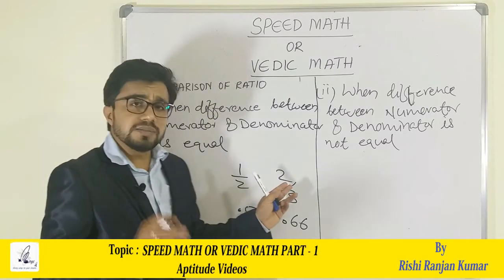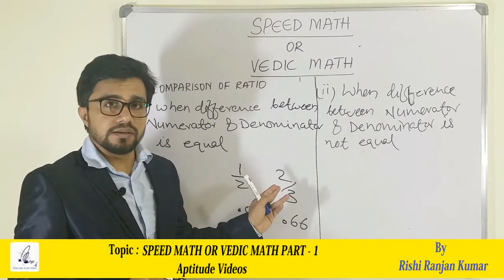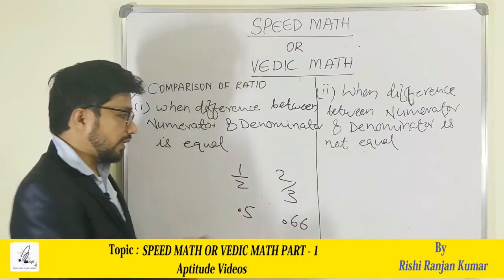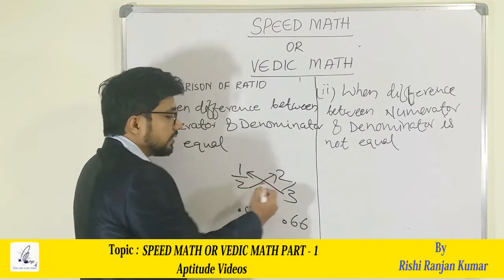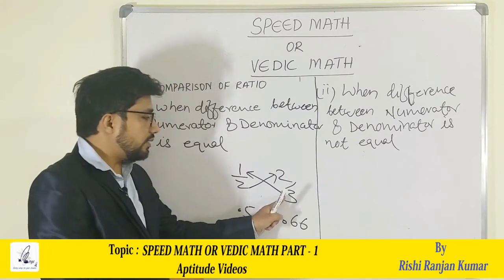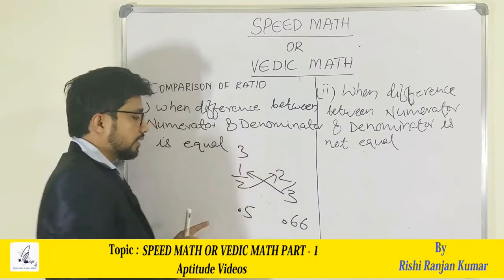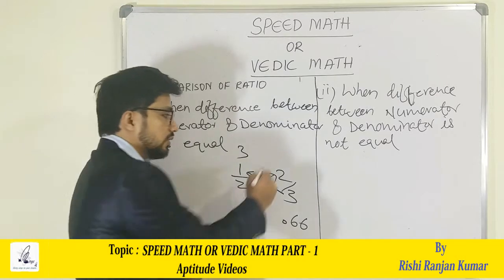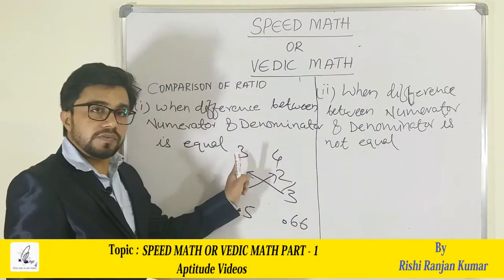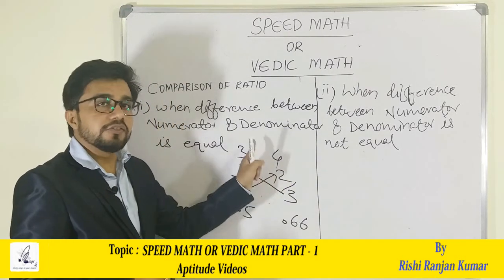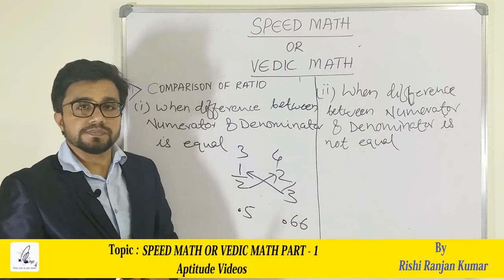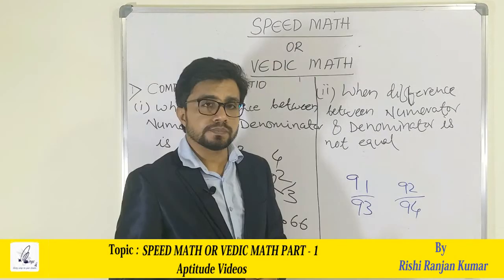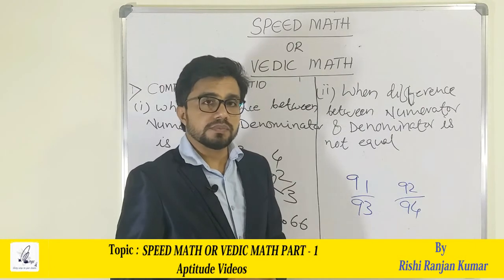Now, there are some shortcuts you might have already studied. One shortcut was, if you multiply it here and if you multiply it here, then what do we get? 3 and 4. Out of 3 and 4, which is bigger? 4 is bigger, obviously. In that case, 2 by 3 is bigger. That shortcut is there. Now let's take some bigger numbers.